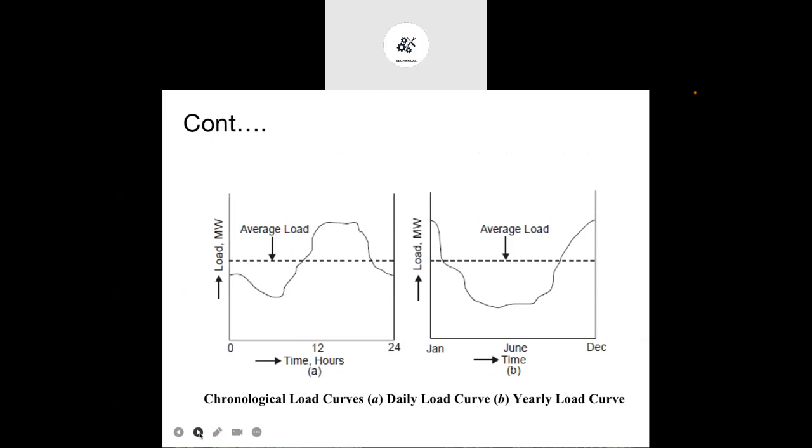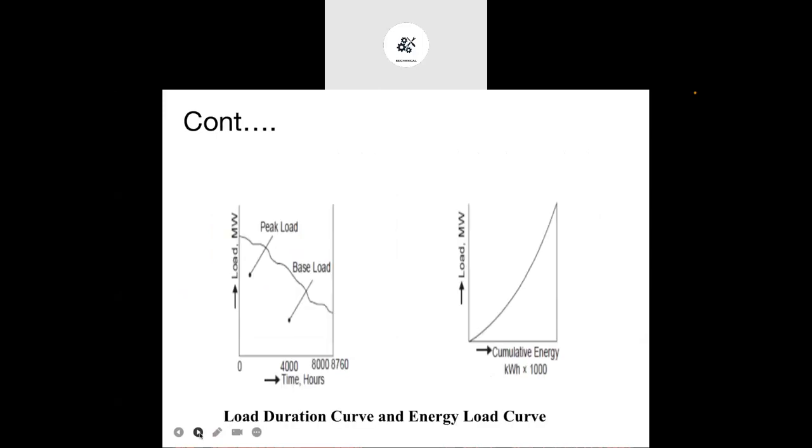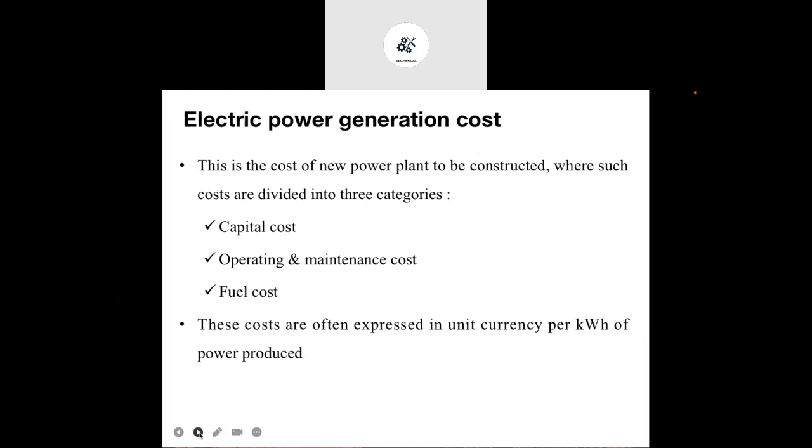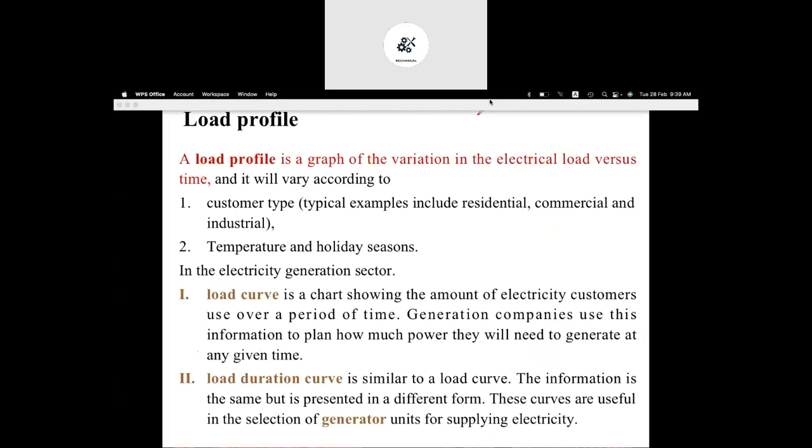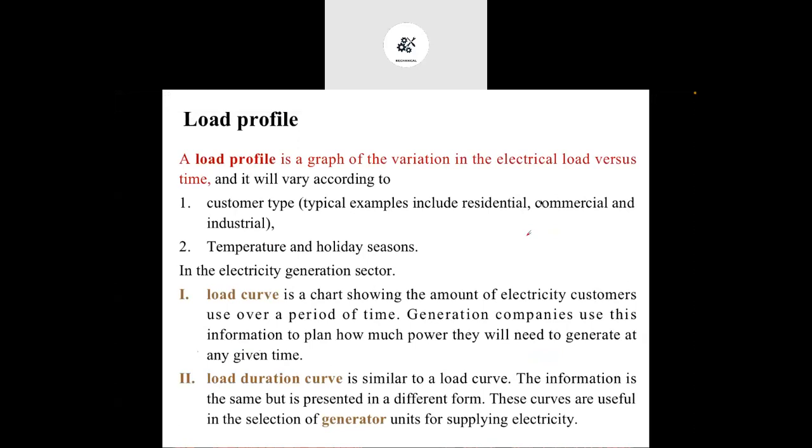Now, in the next lecture we are going to see the load profile, what the load curve is, what the load duration curve is, what the different types of load duration curve are, and the different numericals that depend upon the load curve.